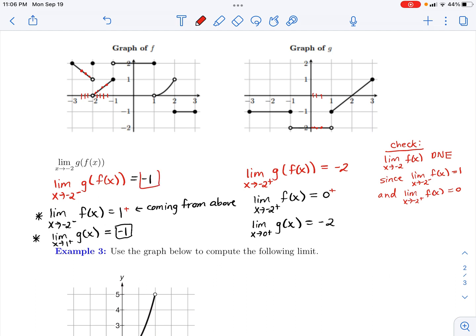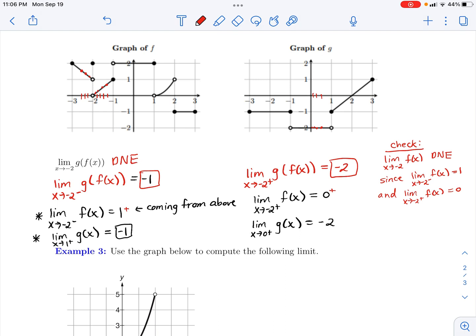Now I look at these two answers and I'm like, okay, does the left-hand limit match with the right-hand limit? So in this case it does not. So the answer is that this limit does not exist. Now you might ask yourself, is that always going to be the case? If I have the limit as x approaches some number of a composition and I can't just use that property, does that mean the limit doesn't exist?